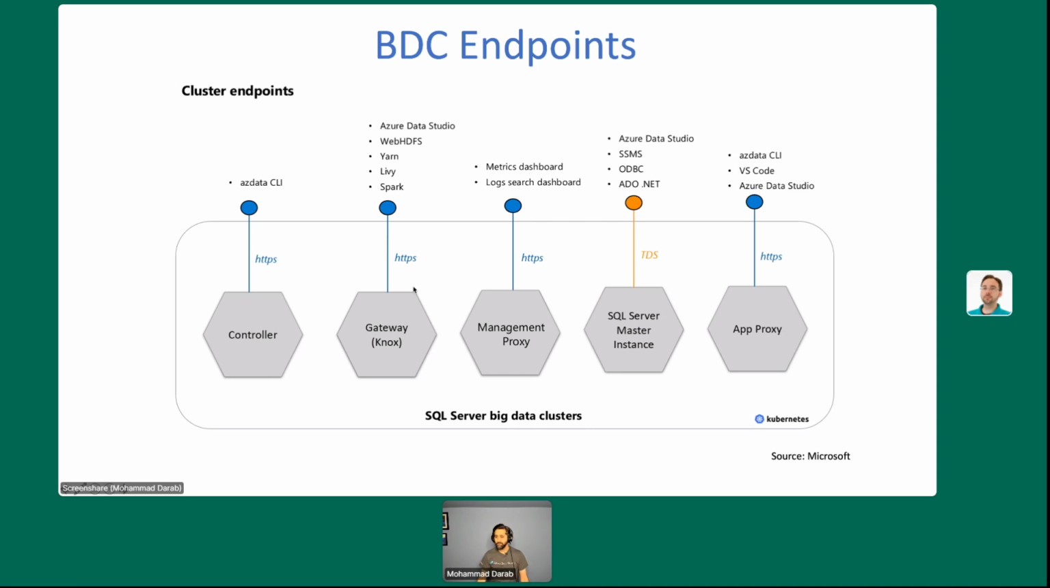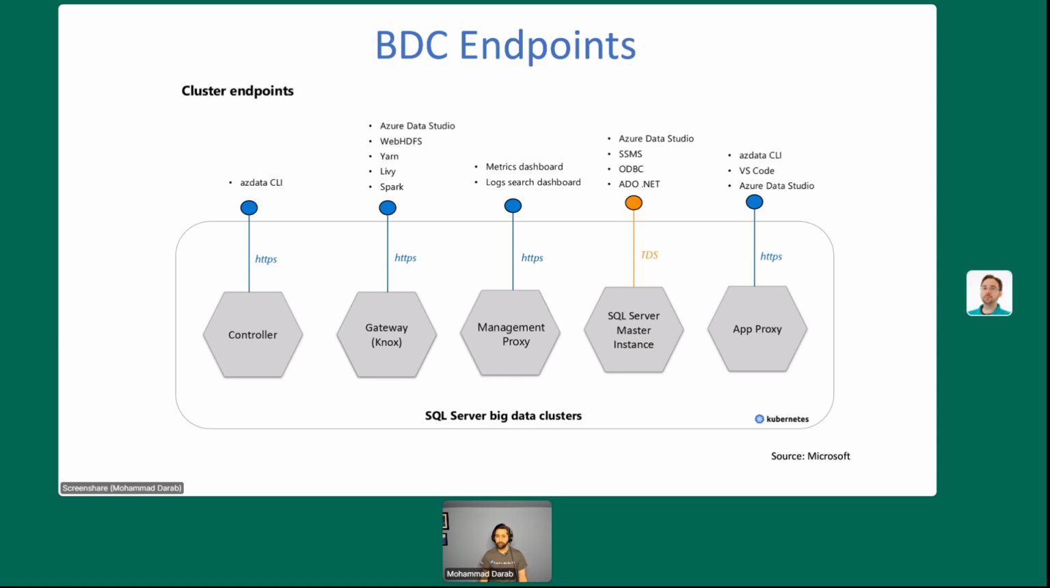So there's the Knox Gateway, the Management Proxy, for example, and the metrics, logs, dashboard that I was talking about. And then you can, again, use AZ Data, VS Code, or Azure Data Studio to get into your app proxy. So these are the only 5 entry points into your big data cluster. There's nothing else that you need to worry about in terms of security per se.